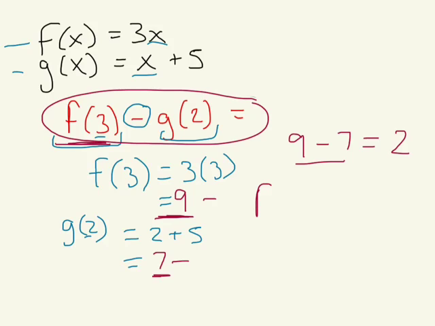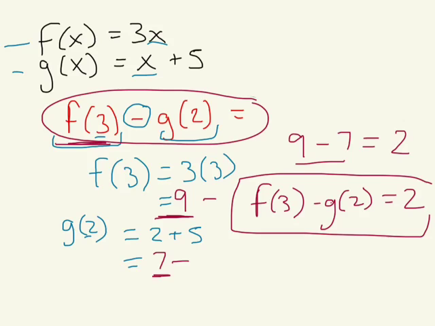So let's just rewrite it. f of 3 minus g of 2 is equal to 2. Alright, so all we did was find the answer to f of 3, find the answer to g of 2, and find the difference between the two. Alright?